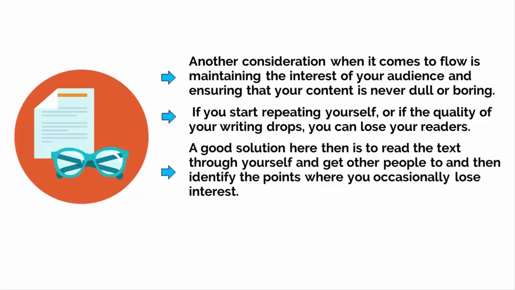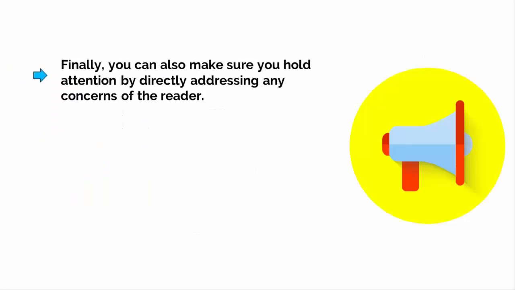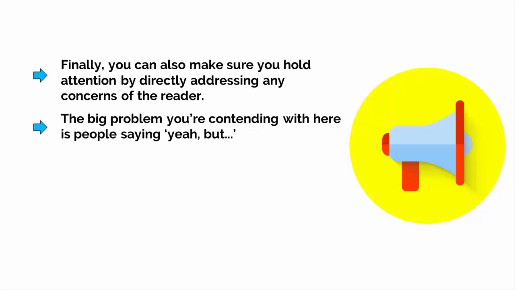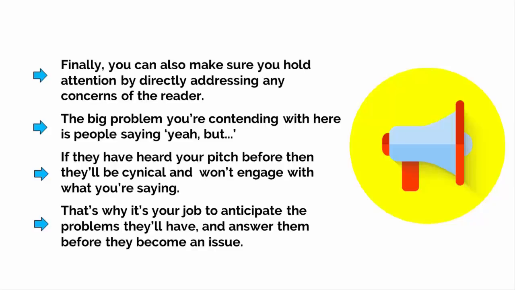A good solution here then is to read the text through yourself and to get other people to, and then identify the points where you occasionally lose interest. Once you do, just fix that section by spacing it out or using more interesting language. Finally, you can also make sure you hold attention by directly addressing the concerns of the reader. The big problem you're contending with here is people saying, yeah, but. If they've heard your pitch before, then they'll be cynical and they won't engage with what you're saying. That's why it's your job to anticipate the problems they'll have and then answer them before they become an issue.